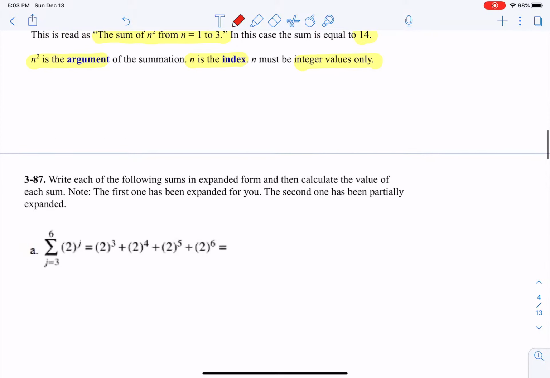So if I'm given the argument 2 to the j power, and my index is j equaling 3 to 6, I'm evaluating this argument when j is 3, when j is 4, when j is 5, and when j is 6. So I'm adding up the terms in this sequence to be a sum of 120.